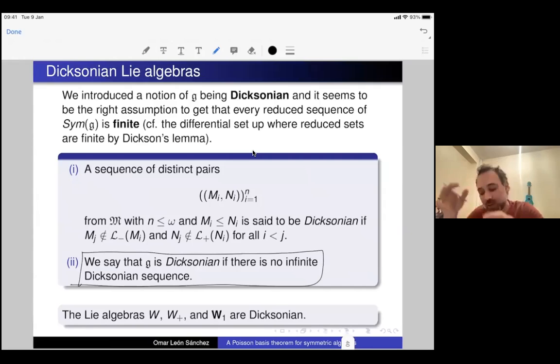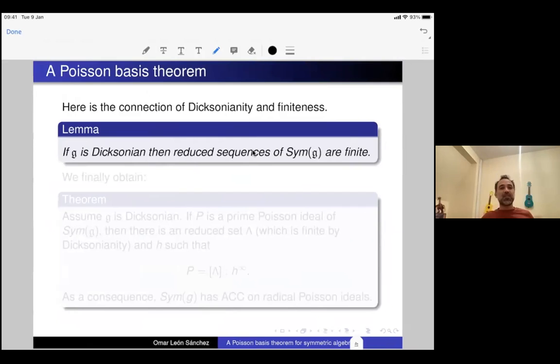But now why is this nice or important? If you have a Dicksonian Lie algebra, then reduced sequences are finite. And just to remind you, in the differential context, auto-reduced sets are automatically finite by Dickson's lemma. There's nothing to do there. In this case, this is not generally the case, but we have this notion of being a Dicksonian Lie algebra, which implies this finiteness.